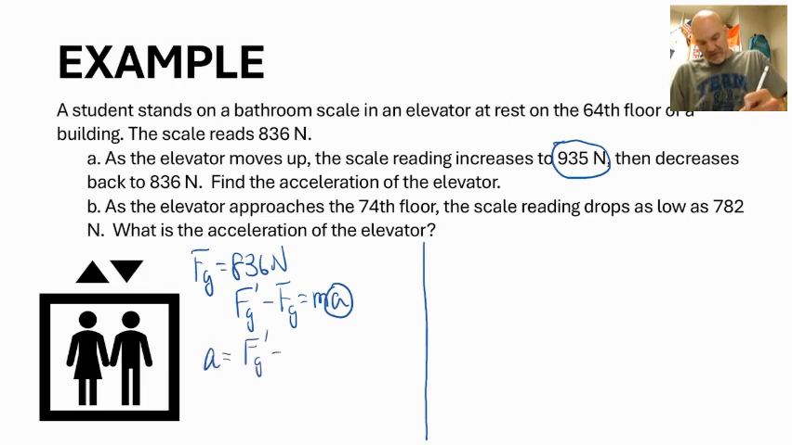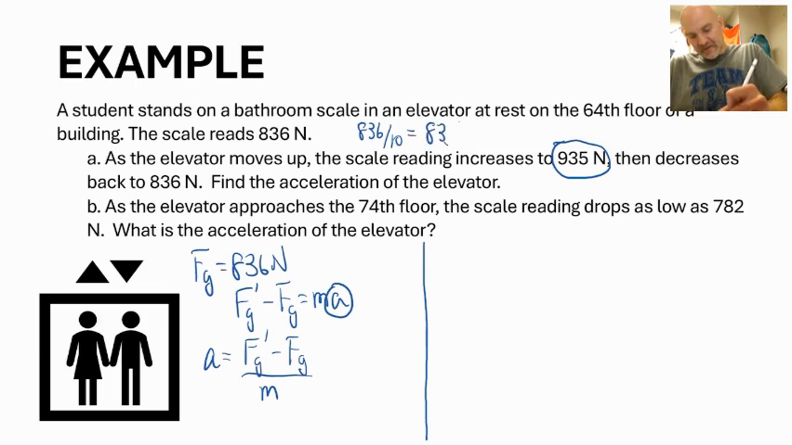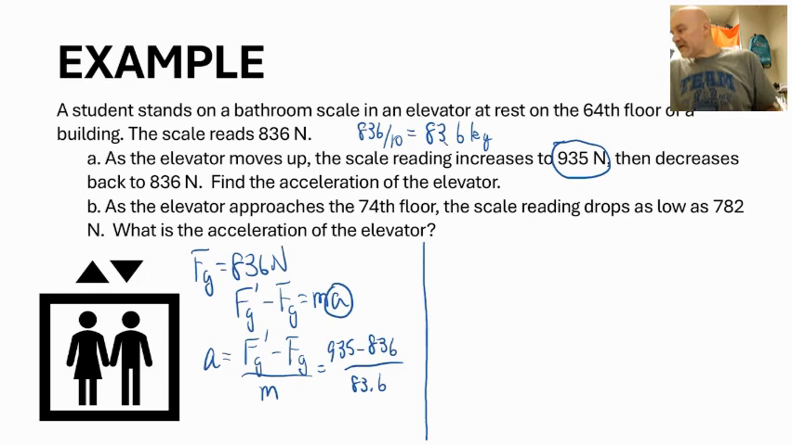So we get (F_G prime minus F_G) over mass. We need to figure out this person's mass. We'll use 10 for g, so the mass is 836 divided by 10, which is 83.6 kilograms. So I'm going to do 935 minus 836 divided by 83.6, and there we get an acceleration of positive 1.2 meters per second squared.